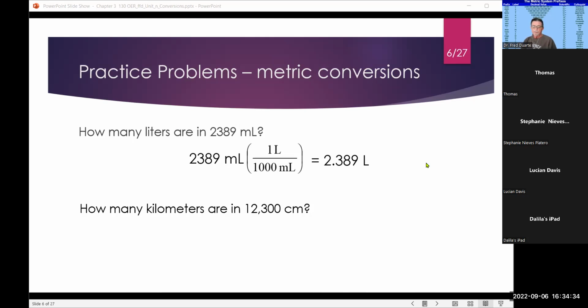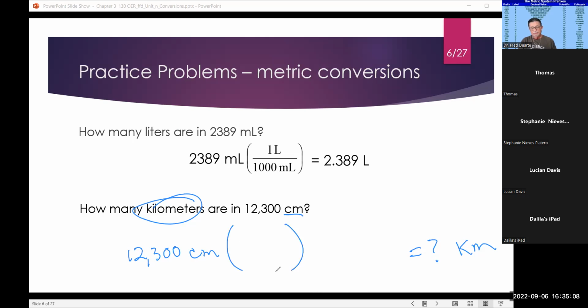So here we have: how many kilometers are in 12,300 centimeters? All right, so let's work this through stepwise. What we are given is centimeters with respect to units, and we're looking for kilometers. Okay. And so I write down what I am given. And then over here, I write down the units that I am striving to get, kilometers.